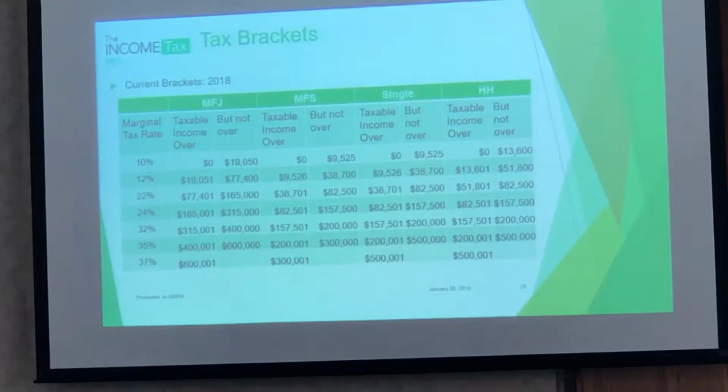Yes. And this is taxable income, right? This is taxable income, not gross. Yeah, this is right. After all the deductions have been taken, and now you're calculating your tax liability. That's what these numbers are. Okay. So you can see that from 0 to $19,050, you're only getting charged 10%. So that's pretty good.